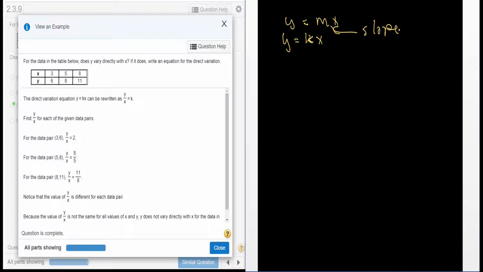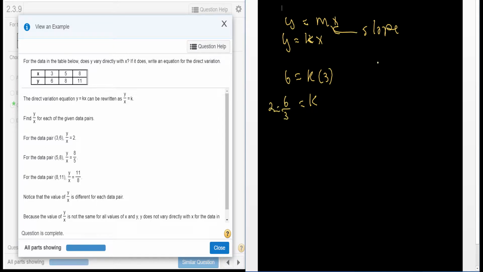So if they are proportional, then we should come up with the same slope from one point to the next, to the next, to the next. The same ratio should exist. So we look at one point here. I have y is equal to kx, and if I let y equal 6 and let my x equal 3, that means that k will be equal to 6 over 3, which is 2.